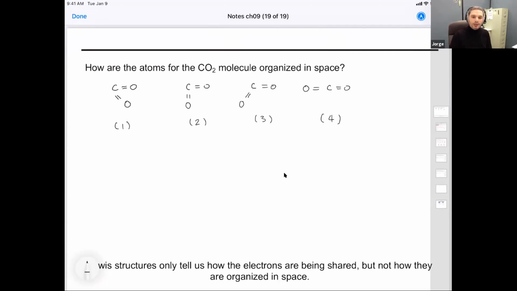Okay, so drawing the Lewis structure will not tell us anything about the shape of the molecule. Lewis structure only tells us how the electrons are being shared. So if I would ask you just to use your chemical knowledge, which of the four structures would you think is the most stable? Let's think about that for a couple minutes, and then we will analyze which is the most stable.